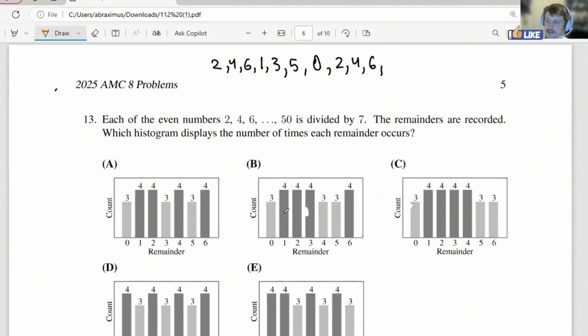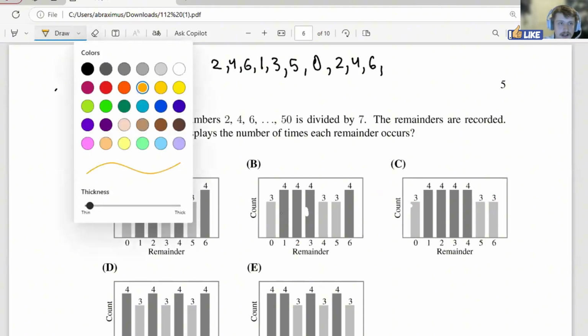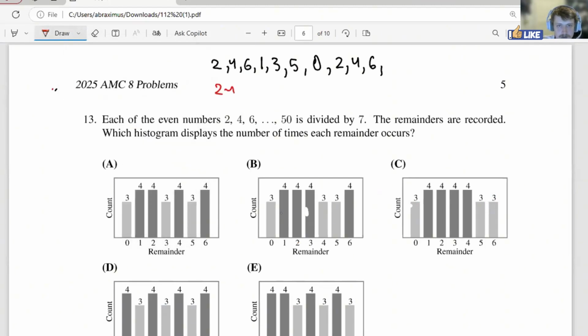So, let me reread this question and remind you of our strategy. Each of the even numbers 2, 4, 6, all the way up to 50 is divided by 7. The remainders are recorded. Which histogram displays the number of times each remainder occurs? I just started brute forcing this. I'll write beneath it what we had here: 2, 4, 6, 8, 10, 12, 14, 16, 18, 20. Is anyone seeing a pattern here? Can anyone describe what's going on here in their own words?